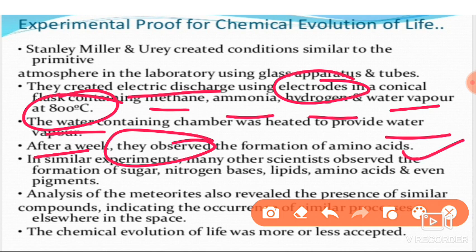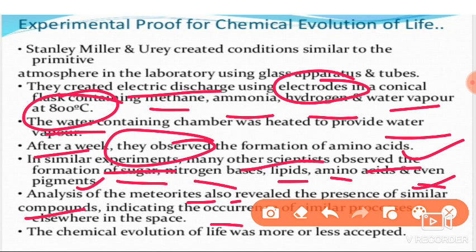Amino acids are formed. In similar experiments, many other scientists observed the formation of sugar, nitrogen bases, lipids, amino acids, and even some pigments, coloring pigments, also. Analysis of meteorites also revealed the presence of similar compounds, indicating occurrence of similar processes elsewhere in space. The same process occurred in space also. So the chemical evolution of life was more or less accepted.